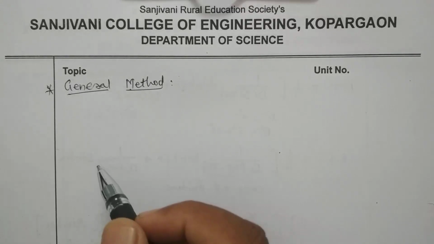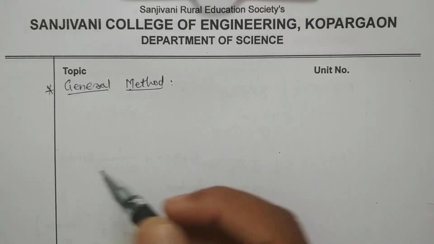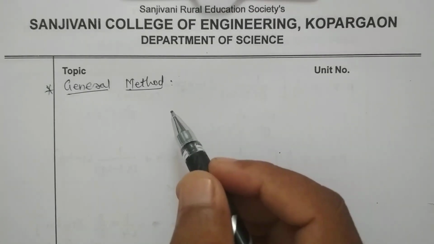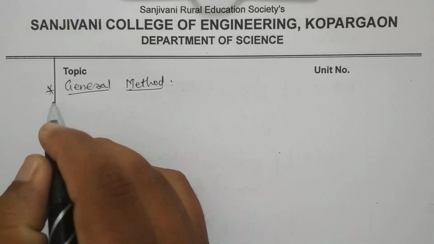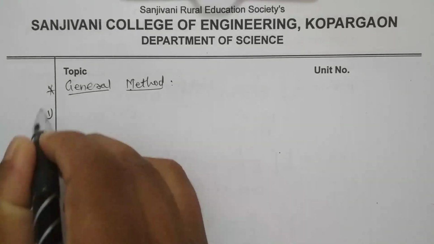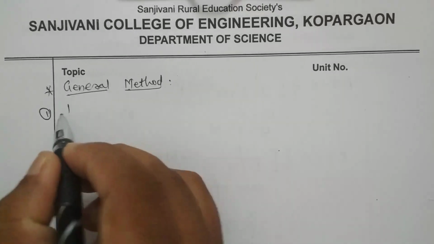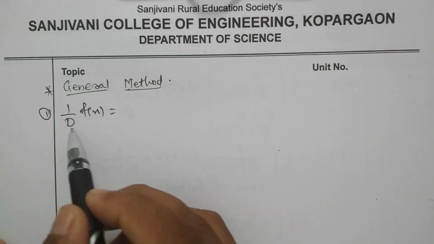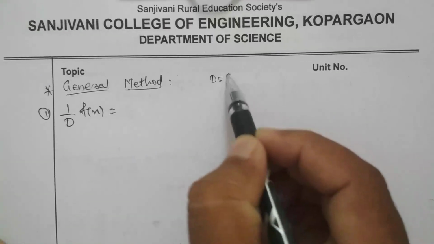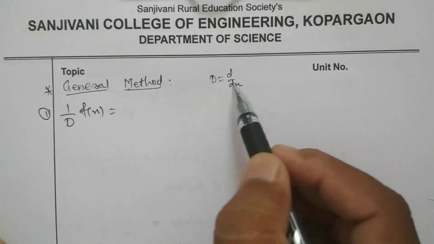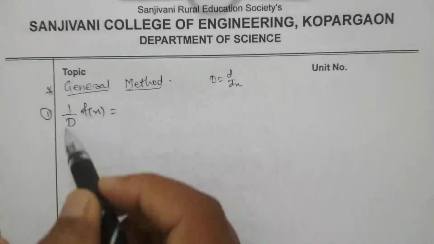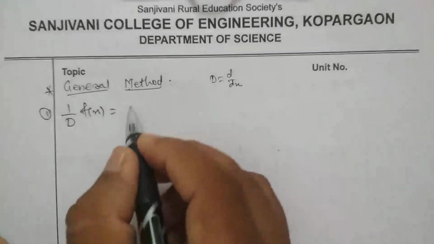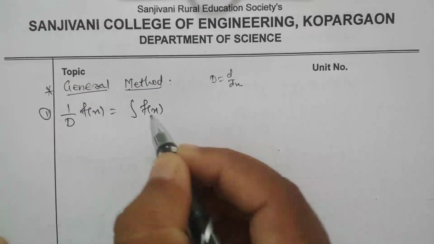Today we are going to learn the general method for finding particular integral. So first of all we learn the formulas. So what are the formulas? First formula: 1 upon D into f of x. Now we know that the value of capital D is d by dx. That means capital D is a differential operator. So the reciprocal of it, that means 1 upon D, is an integral operator, and 1 upon D is nothing but the integration of f of x dx.